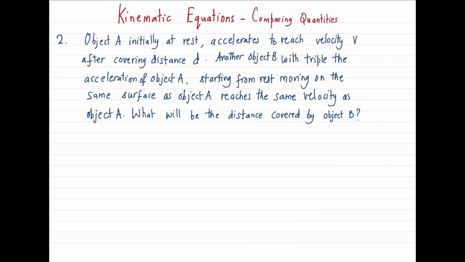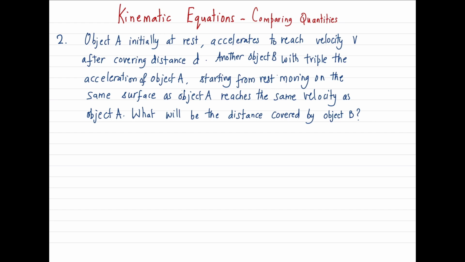Okay, let's look at another problem on kinematic equations. Object A initially at rest accelerates to reach velocity V after covering distance D. Another object B with triple the acceleration of object A, starting from rest, moving on the same surface as object A, reaches the same velocity as object A. What will be the distance covered by object B?